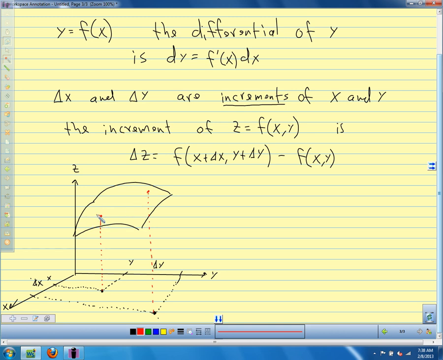And then this distance between the 2 points as we project it over onto the z-axis is delta z. So all this expression tells us is how the function changes as we move over a certain distance, delta x, and on the y-axis we move over a certain distance, delta y. How does the function change as we make that change in x and y?